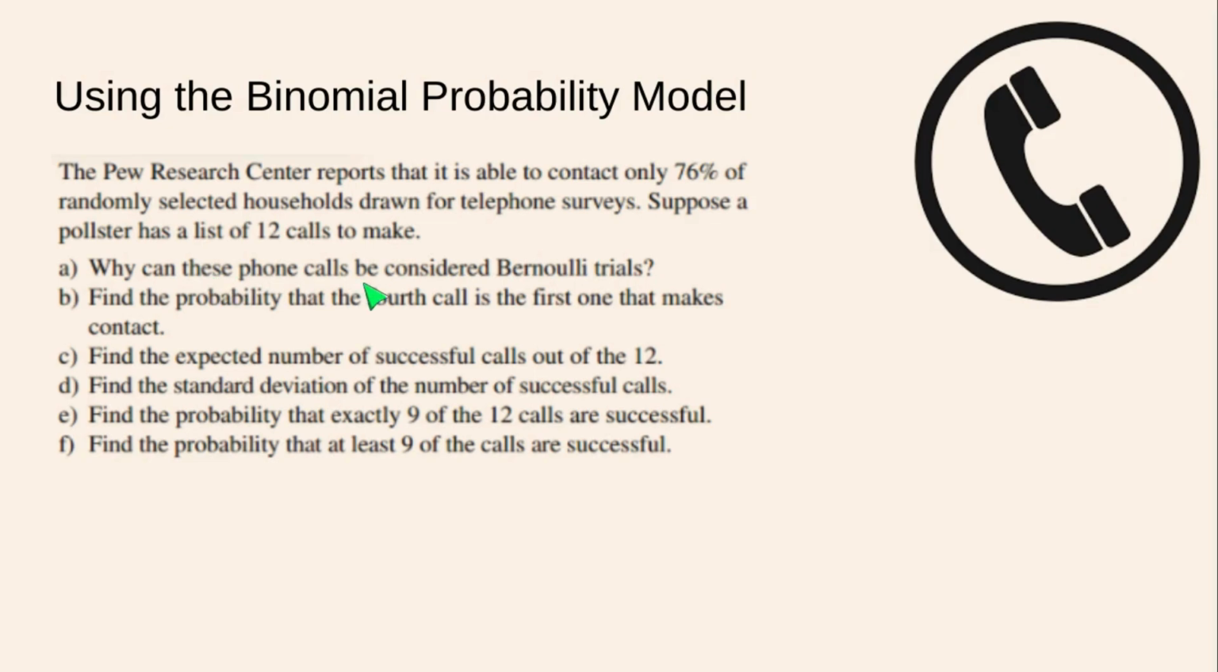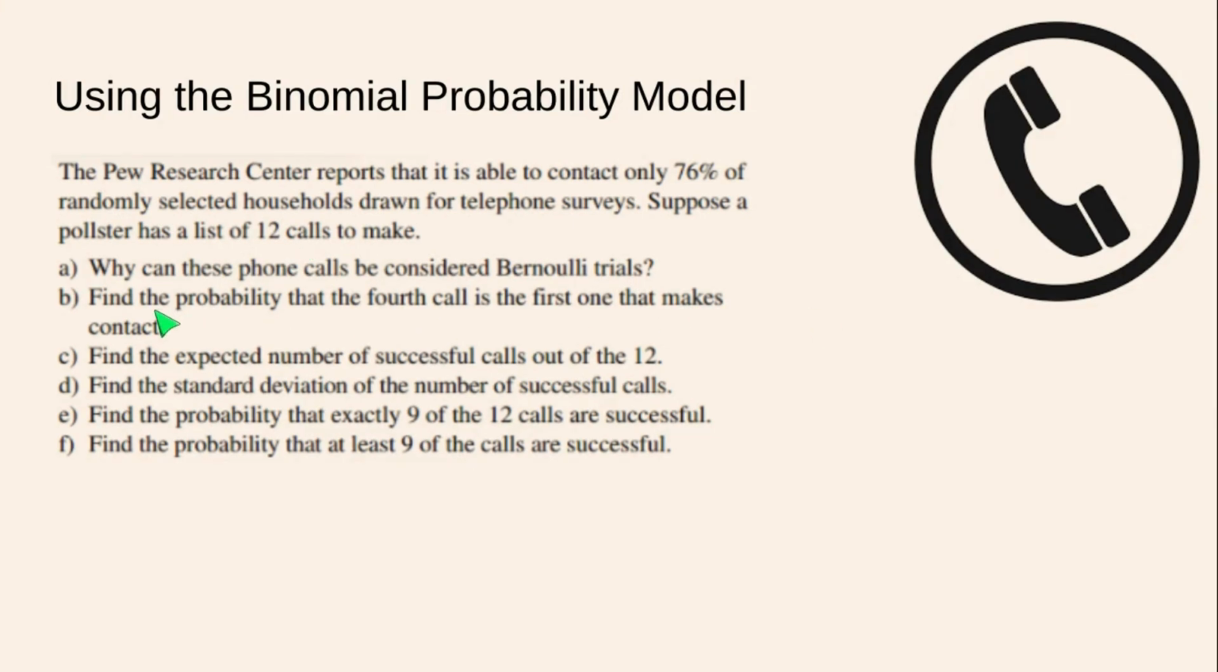Why can these phone calls be considered Bernoulli trials? There are a couple things we need to look for. There's a clear success and failure. You either get someone on the other end or you don't. All right, so there's contact versus no contact. That would be success fail. And we have 76% chance of success. Those odds do not change. And even though every time we call someone, we remove someone from the population, we can assume independence because 12 is significantly less than 10% of the population Pew Research would be calling. Pretty sure that's a safe assumption.